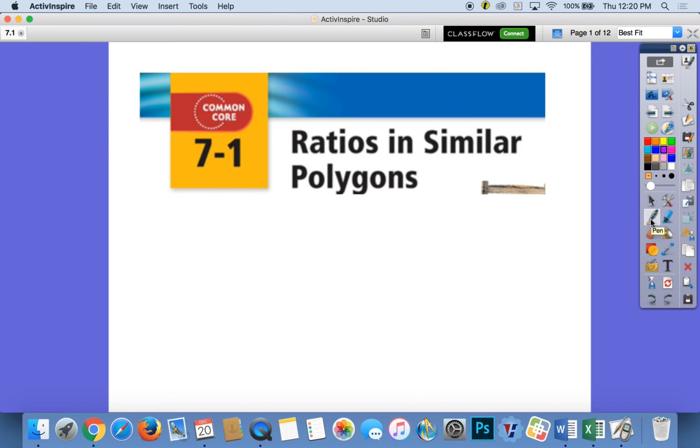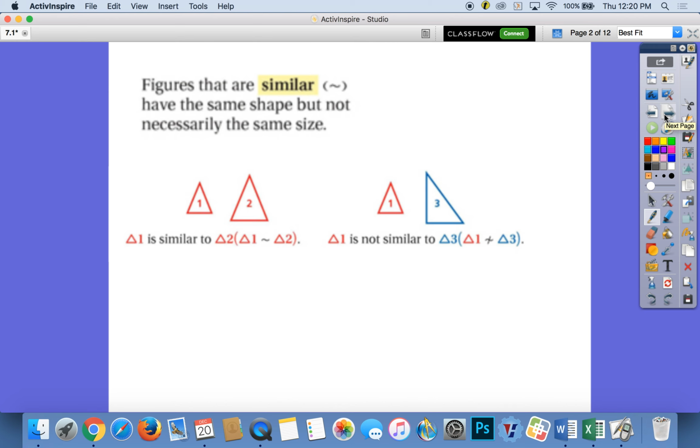Alright guys, today we're going to talk about ratios in similar polygons. Similar polygons kind of piggyback on our congruent polygons. So the first thing we'll do is define similar. This is your notation for similar, just a little squiggly mark. Similar figures have the same shape but not necessarily the same size.